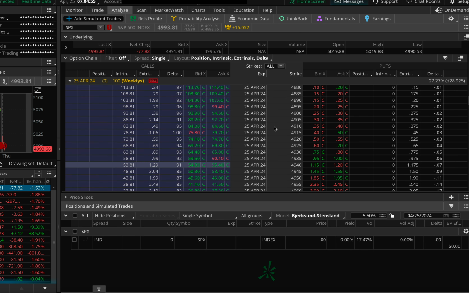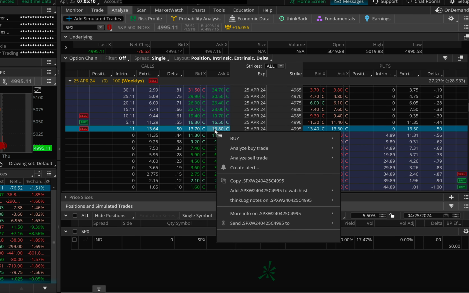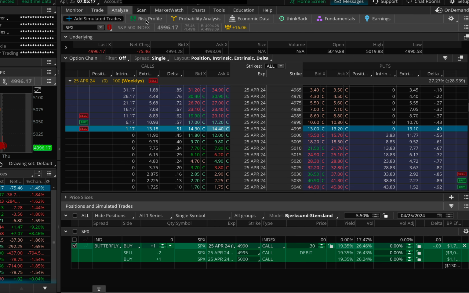I'm going to come down to at the money. I'll go to the call side. I'm going to select the at the money strike. I'm going to say Analyze by trade. And we'll go up to, we're going to buy a butterfly. So there we go. I'll go over to the risk graph.